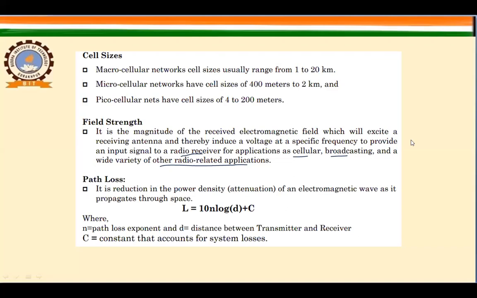Path loss is the reduction in power density, the attenuation of electromagnetic waves as they propagate through space. It is given by L and is calculated in dB. Taking the logarithm, it is 10 n log d plus c, where n is the path loss exponent, d is the separation distance between the transmitter and receiver, and c is the constant that accounts for the system losses.